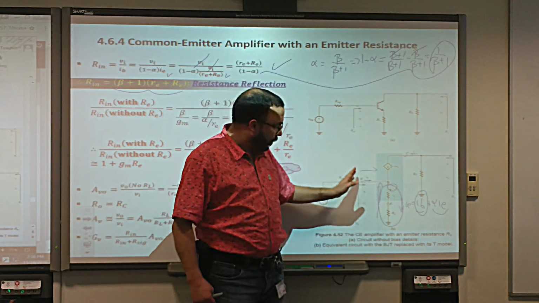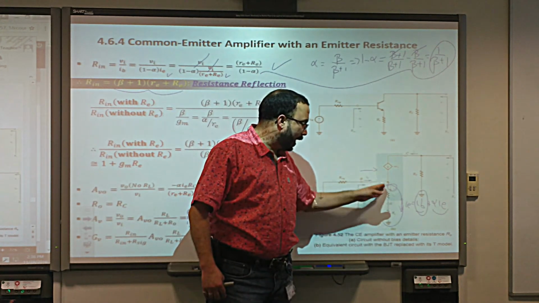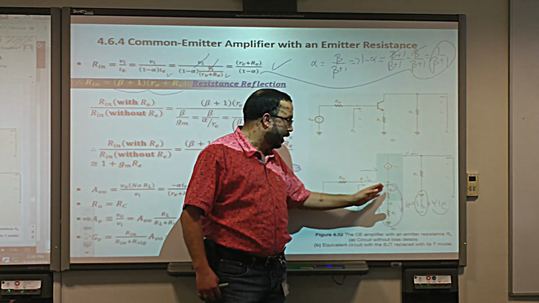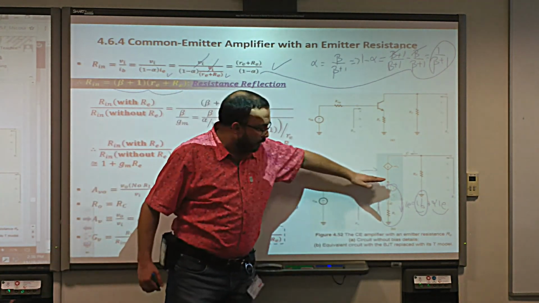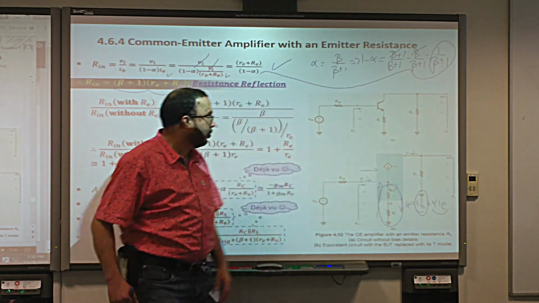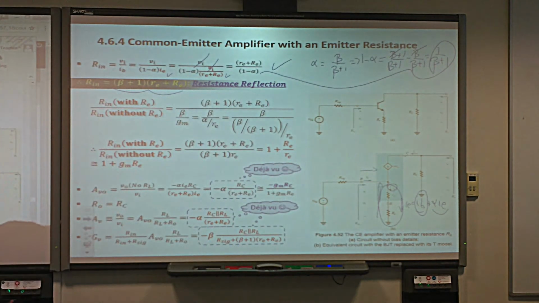This current. So therefore, whatever resistance I have here at the emitter side will be multiplied by beta plus 1 to give the resistance that this input will see. Okay? That's what it is. It's a very nice feature.